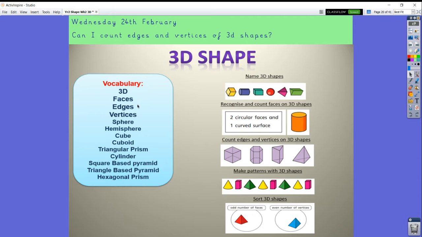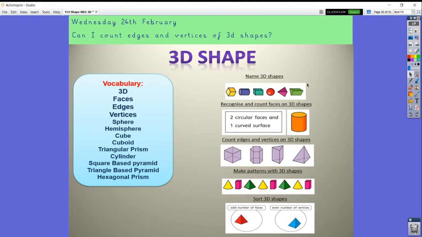3D, faces, edges, vertices, sphere, hemisphere, cube, cuboid, triangular prism, cylinder, square-based pyramid, triangular-based pyramid, hexagonal prism.